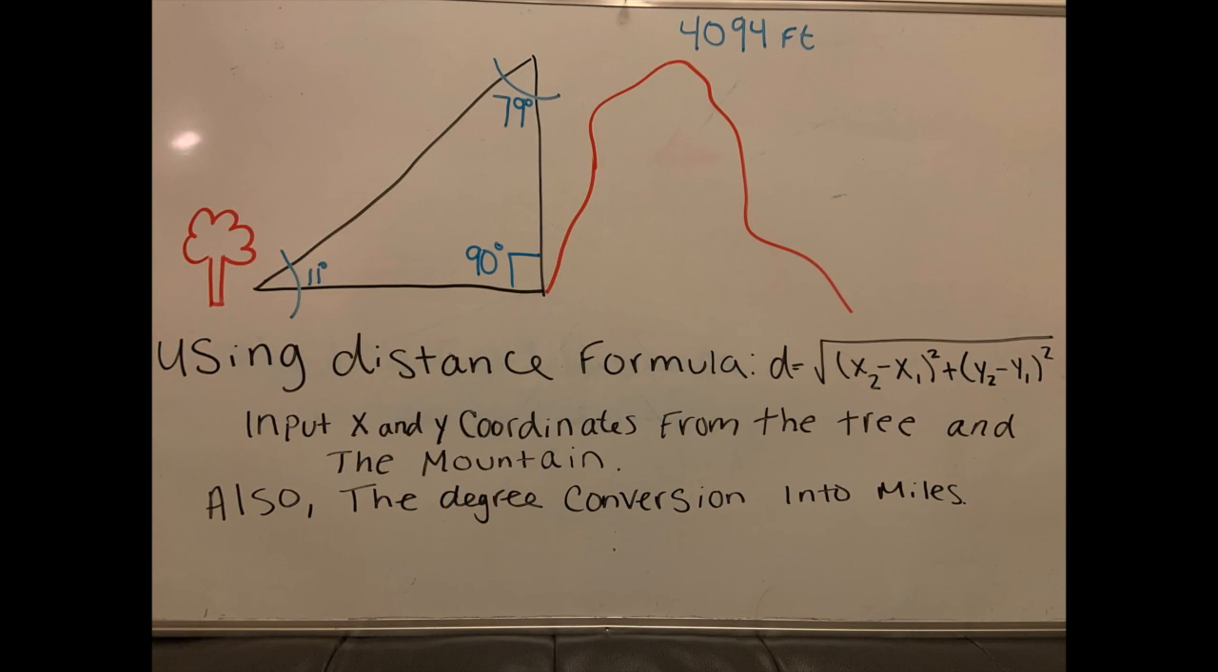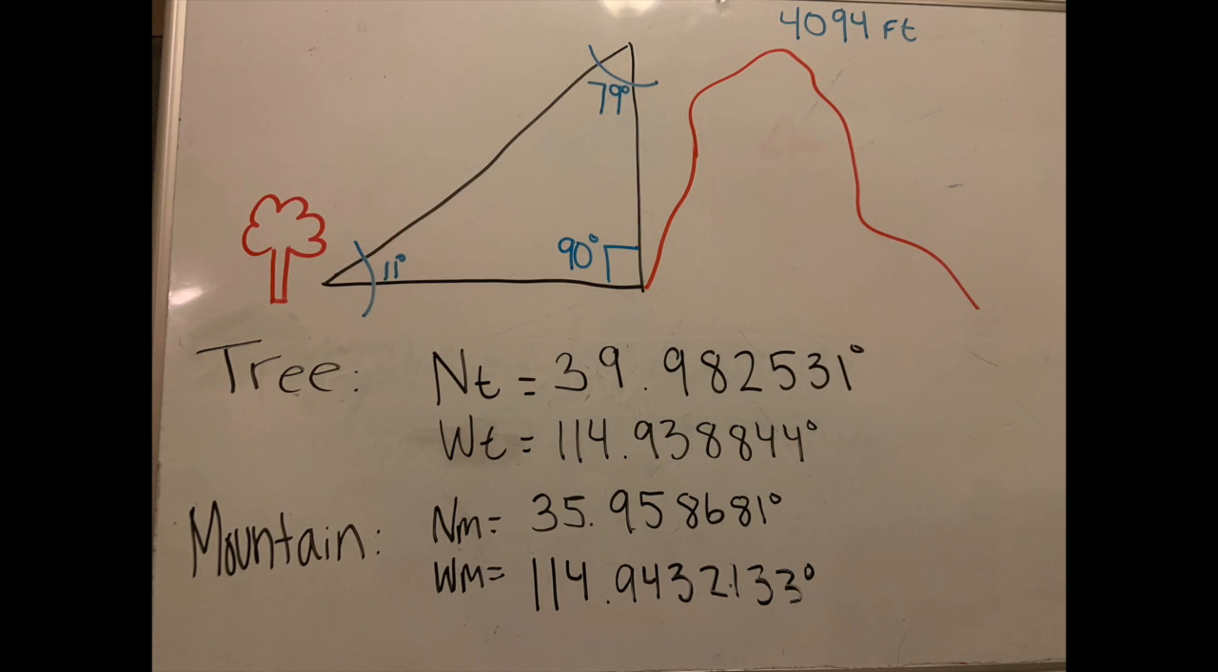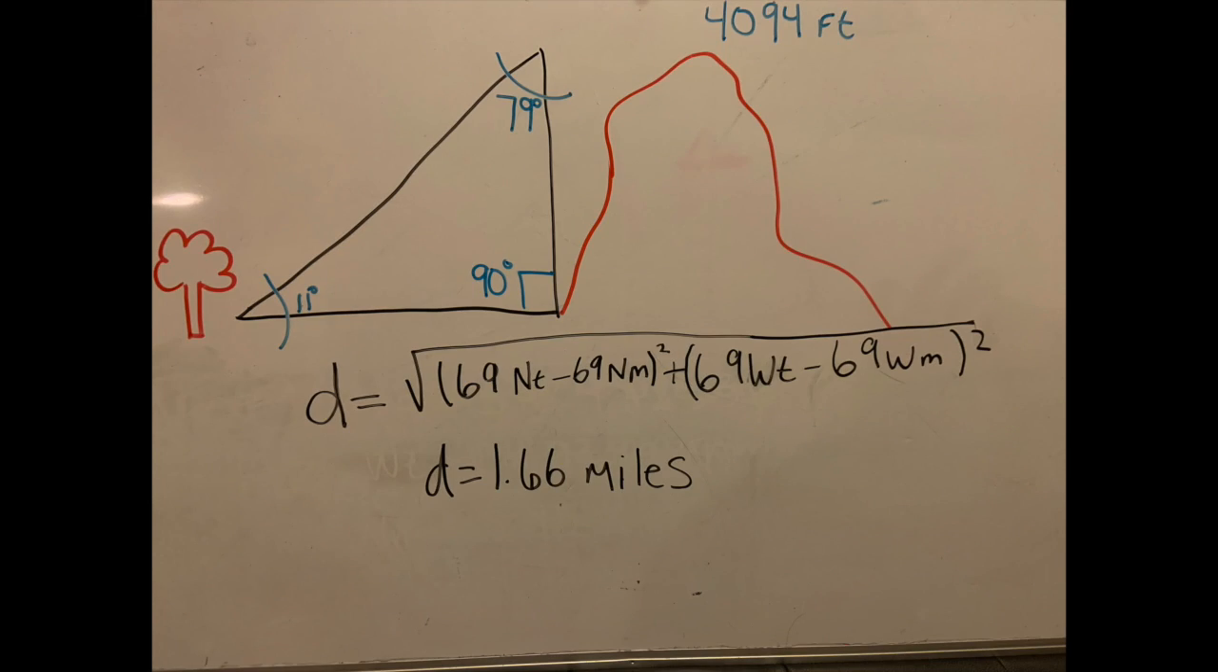Now, we need to find the distance between the tree and the mountain. To do that, you need to know that approximately 1 degree of latitude and longitude is approximately 69 miles. Using that and the coordinates that were given, calculate with the distance formula to find the distance. The distance is approximately 1.66 miles. From there, we can use that to help us find the elevation of the tree.